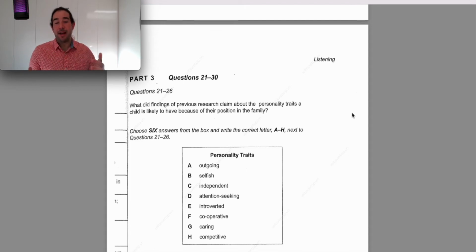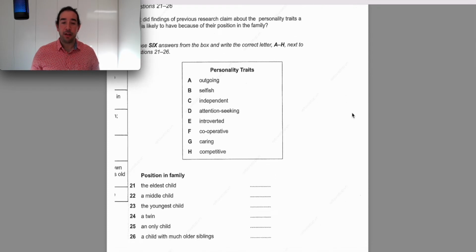This one down here is probably one of the trickiest questions, and it is the matching activity, as I like to call it. This one is quite tricky because, as you can see down here, we have a box and our job is to match some of those statements with what we've got in the prompts at the bottom. So we've got all the different options from 21 to 26.